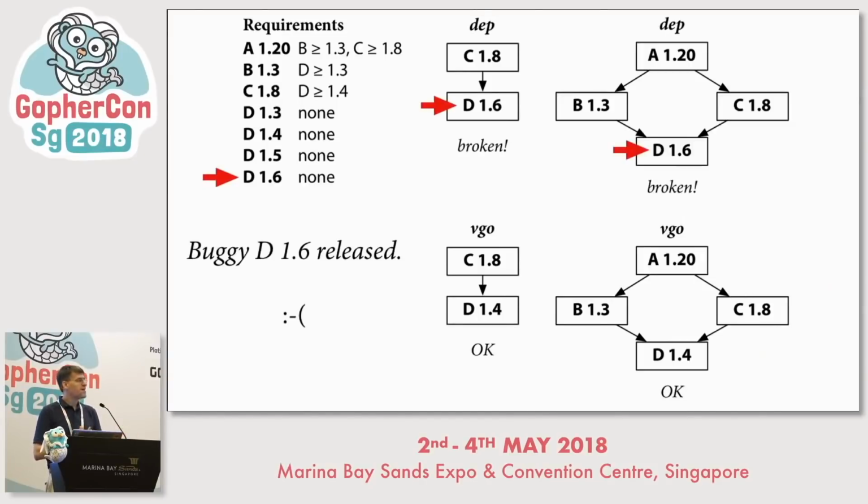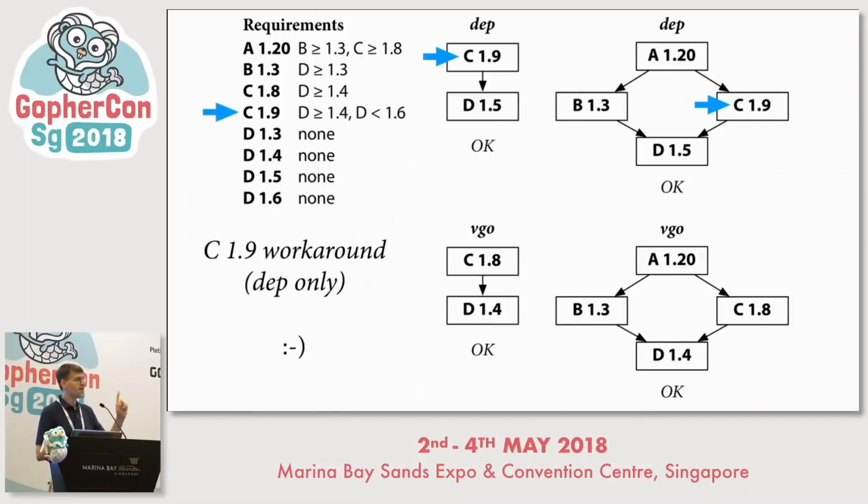Now suppose the buggy D16 is released. DEP builds pick up D16 automatically and break. Vigo builds keep using D14, and they keep working. This is the simple situation we were just looking at. Well, let's see if we can construct a more complicated situation that breaks Vigo. But first, wait, DEP's users are broken, and we need to fix that.